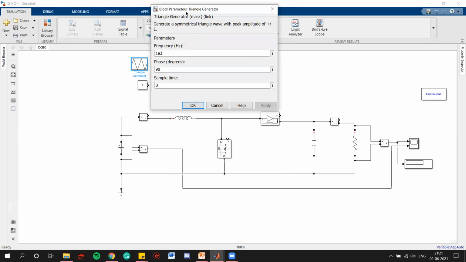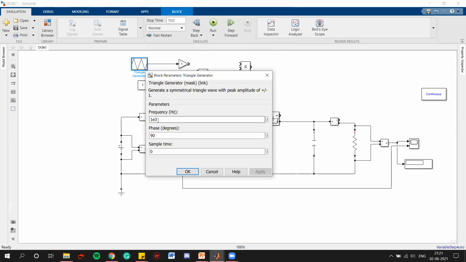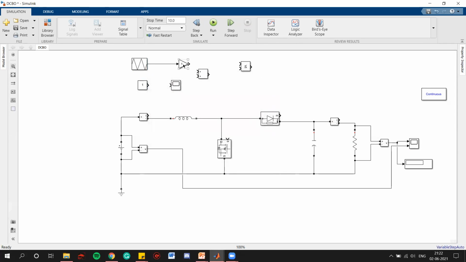right? So in a triangular wave generator, what do we have? We have frequency, that is how many hertz. So normally we keep frequency in kilohertz when we use boost converter for smooth operation. So let's keep 10,000 hertz or 10 kilohertz. Okay, right. So let's see how it will look like. We will simulate for 3 cycles, 3 normal cycles, or we can say 3 power cycles.